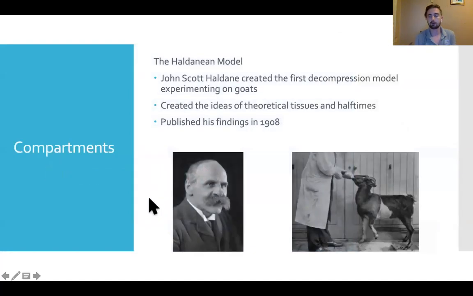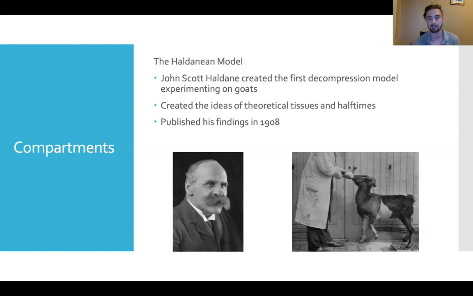All right, so all of this decompression theory is mainly based off of what we call the Haldane Model, which was invented by John Scott Haldane. He basically just experimented on goats. This goat here has actually been experimented on, and that's why its leg is all weird, because it has decompression sickness.